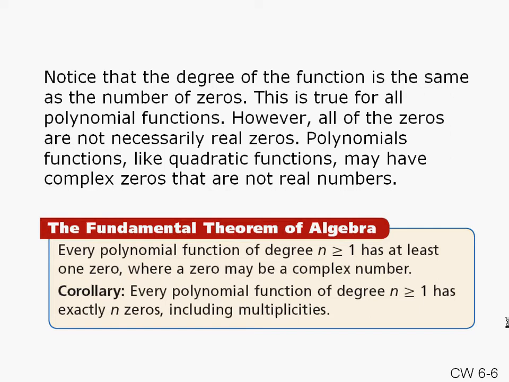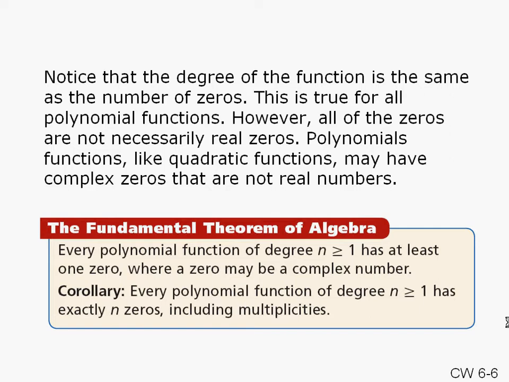Notice that the degree of the function is the same as the number of zeros. This is true for all polynomial functions. However, all of the zeros are not necessarily real zeros. Polynomial functions, like quadratic functions, may have complex zeros that are not real numbers.